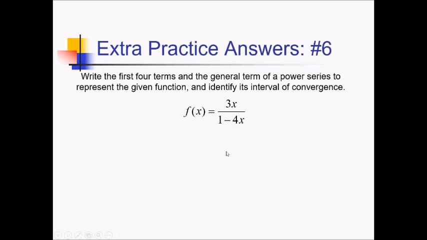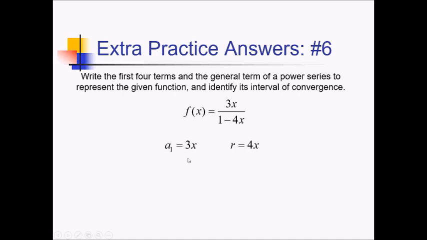For this problem, I want the first 4 terms and the general term of a power series to represent this function, and then the interval of convergence. So to get the power series, we're basically treating this like an infinite geometric series. This is in a1 over 1 minus r form. So my a1, my first term of my series, is going to be whatever the numerator is, 3x in this case. And then for the common ratio, the r, since it's normally 1 minus r, it's going to be whatever's being subtracted from 1, so the 4x is my common ratio.